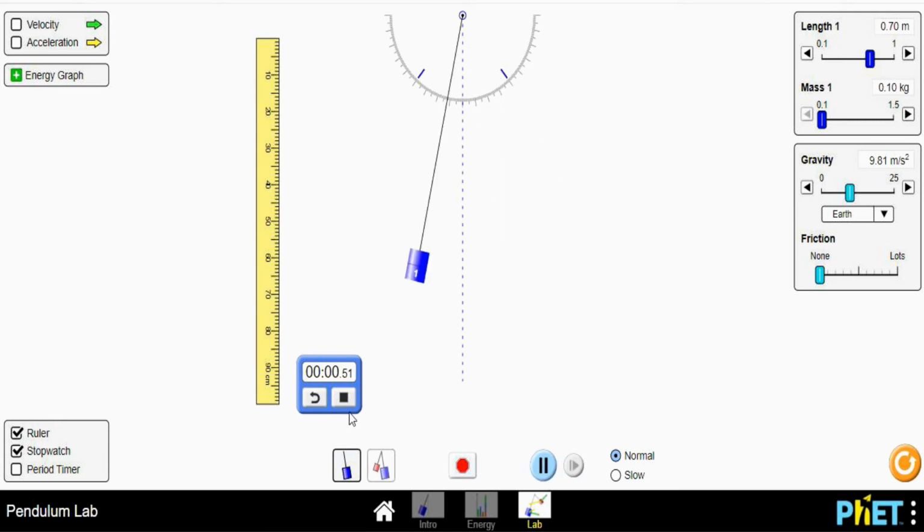Start. 1, 2, 3. It's the same time, right? 5 seconds. This doesn't affect the time period or the frequency, as you can see here, because the time is equal, 5 seconds and 5 seconds. Mass doesn't affect. Then let's keep the mass normal. And that's it.